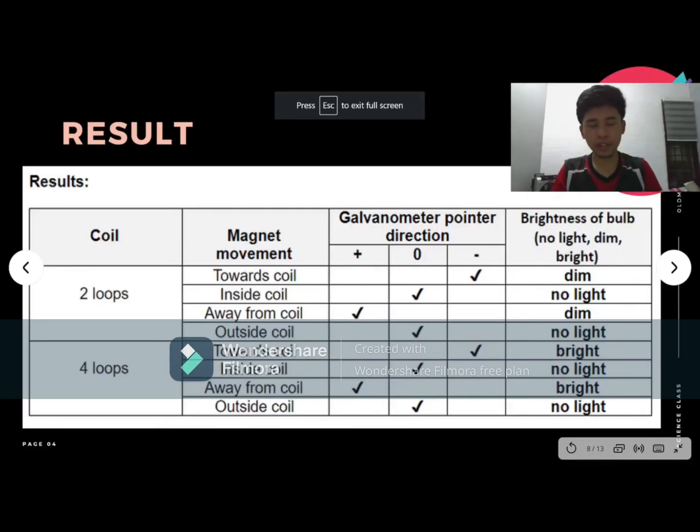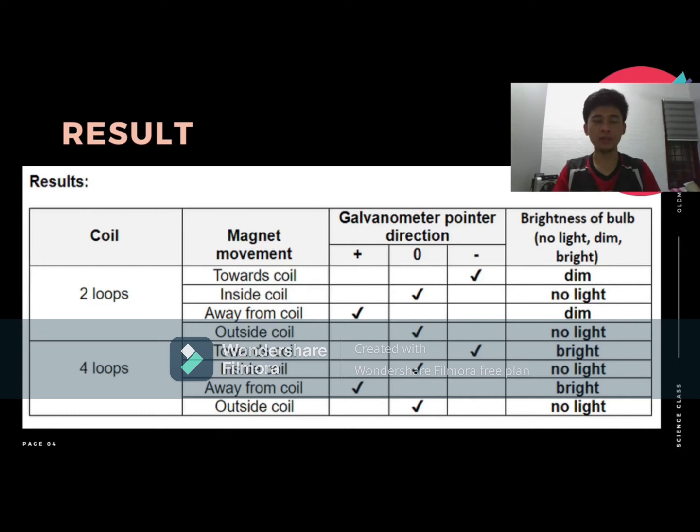Okay, Assalamualaikum warahmatullahi wabarakatuh. My name is Arif. I will present the result, discussion 1 and discussion 2. Okay, for the result, we have come up with 4 items, which are the coil, magnet movement, galvanometer pointer direction, and the brightness of the bulb.